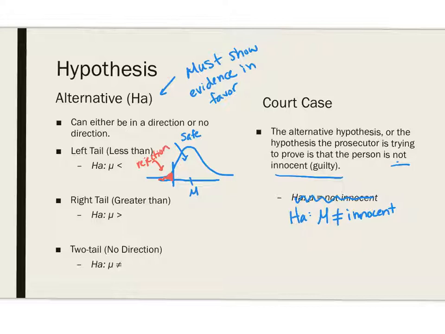Likewise, in a right tail test, again, your mu is sitting at the middle of the curve. And this time, you're on the right-hand side, so something greater than. You find mu values that are greater than. So again, this part is the safe region. And this part is going to be your rejection region, where you're rejecting it.